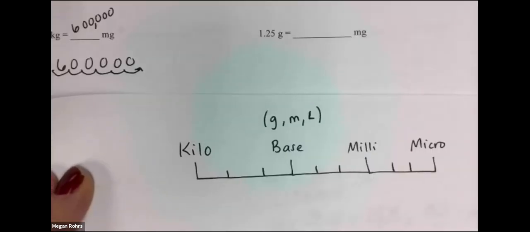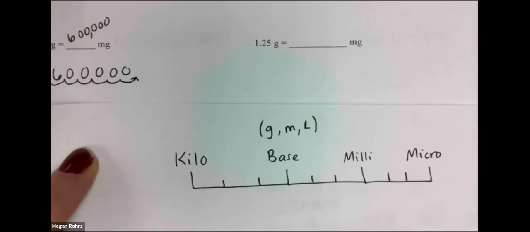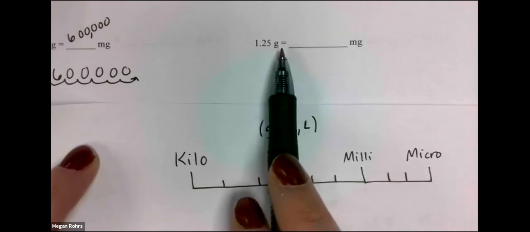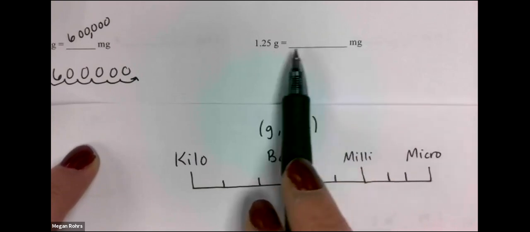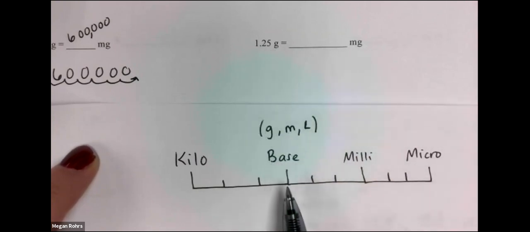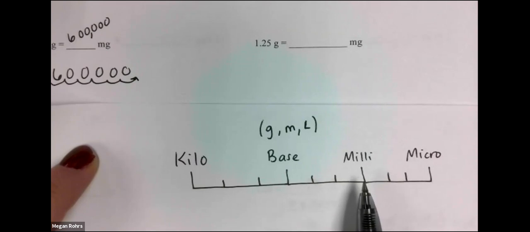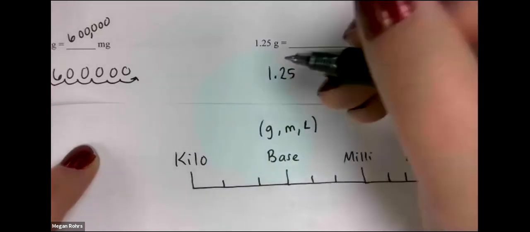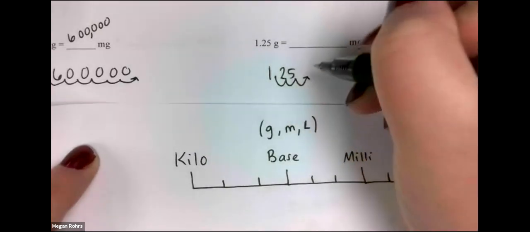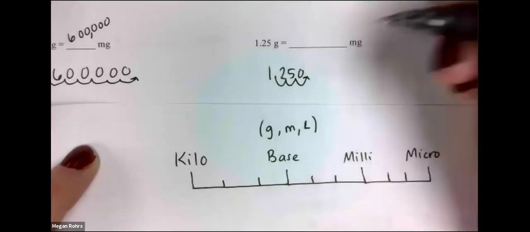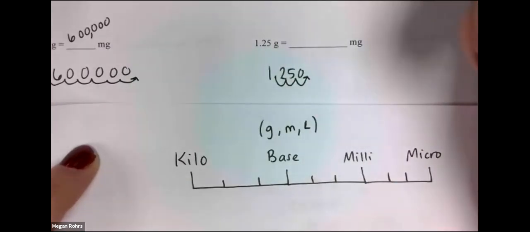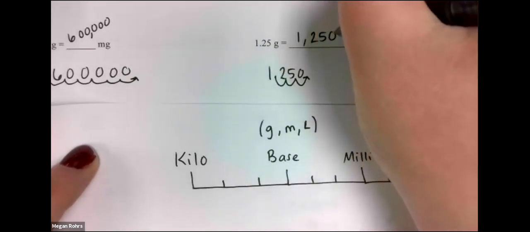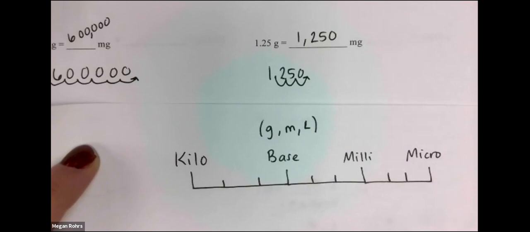All right, this last example here, I just want to do one more example with this metric system number line. So we have 1.25 grams equals how many milligrams? Well, we're starting at our base unit, which is gram, and we're going to milligram. So we're going 1, 2, 3 places to the right. So that's how many places we're going to move our decimal. So I have 1.25. We're going 1, 2, 3 places to the right. So add my 0 there. 1.25 grams is equal to 1,250 milligrams.